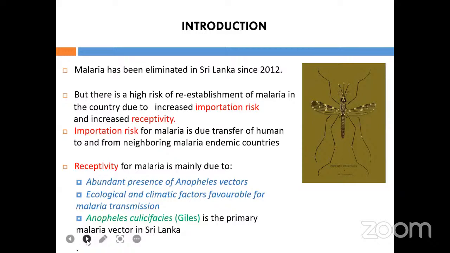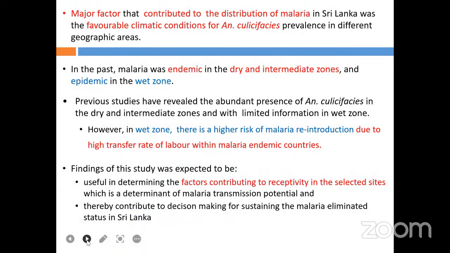favorable for malaria transmission. And in Sri Lanka, of the malaria vectors, Anopheles culicifacies Giles is considered the primary malaria vector. In the past, a major factor that contributed to the distribution of malaria in Sri Lanka was the favorable climatic conditions for Anopheles culicifacies prevalence in different geographic areas. Sri Lanka is divided into 3 geoclimatic zones, namely wet zone, intermediate zone, and dry zone. It was noted that in the past, malaria was endemic in the dry and the intermediate zones, and it was epidemic in the wet zone.